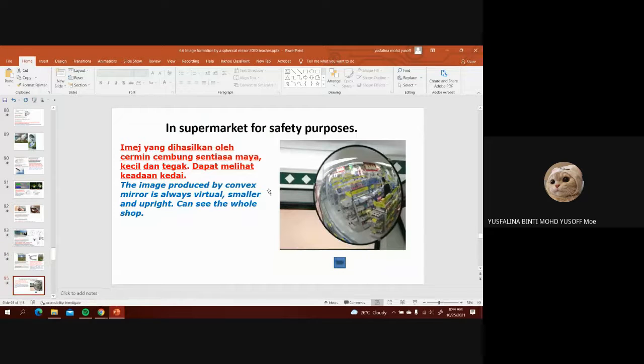And this is for the supermarket. Also, they use it for safety purposes. This one can form a wider field of vision, right? So it can see around the market if there is a theft, if someone wants to take food or something. The image we form is always virtual, smaller, and upright. So you can see the whole shop here.